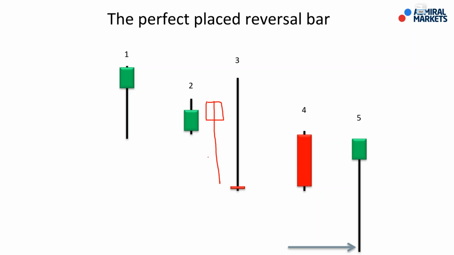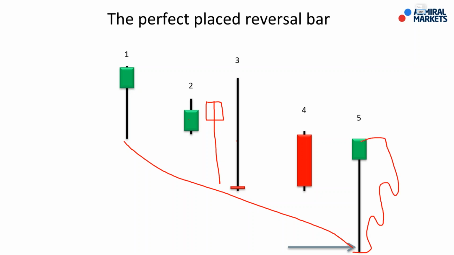Maybe it is a reversal bar. But the perfectly placed reversal bar, that's a statistical system, has the lowest low within the last 5 candles. 1, 2, 3, 4. Lowest low, reversal, higher close than the opening.